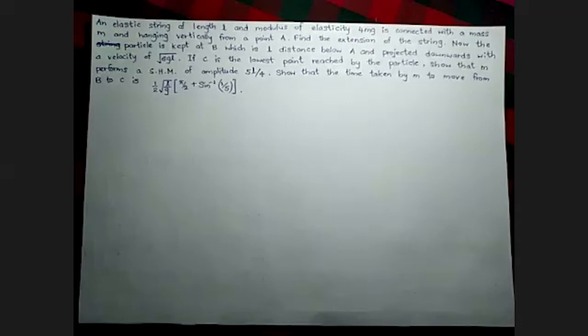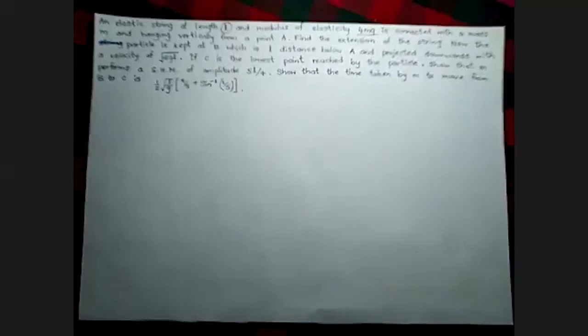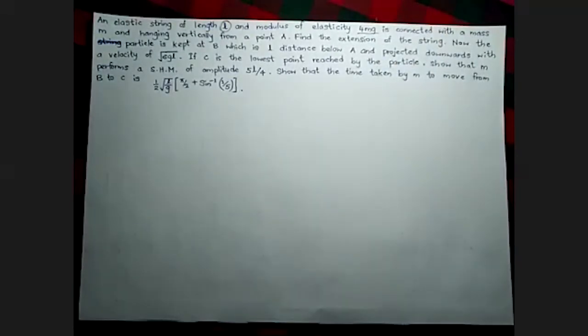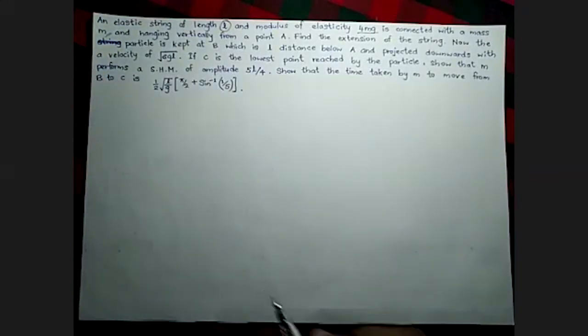Okay, this is the example problem that I'm going to discuss. Read it. An elastic string of length L. Length L means this is the natural length, and modulus of elasticity, that constant, is given as 4mg, is connected with the mass m and hanging vertically from a point A. Find the extension of the string. So that is the first part.